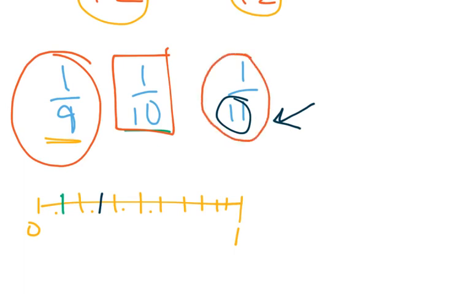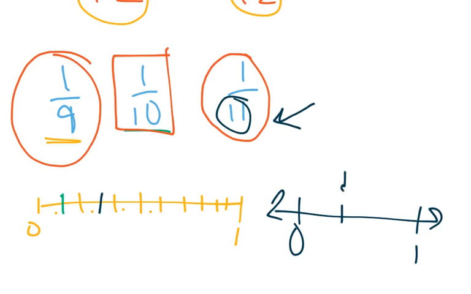If we were to actually draw that on a number line for real, let's go 0, let's go 1. This would be 1/9, that would be 1/10, and this would be 1/11.